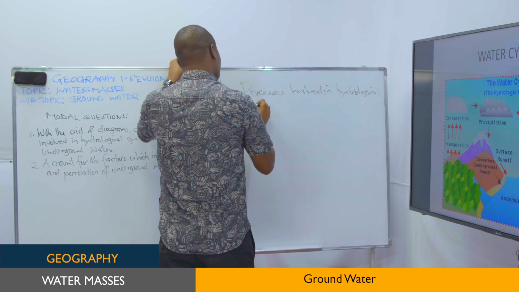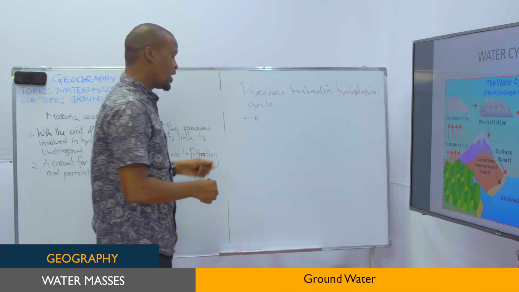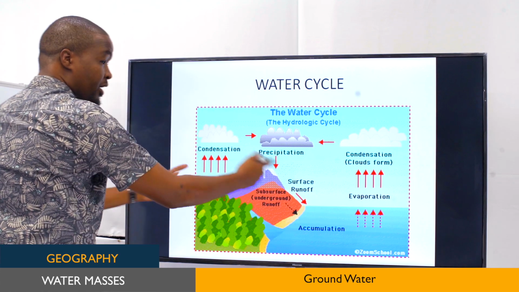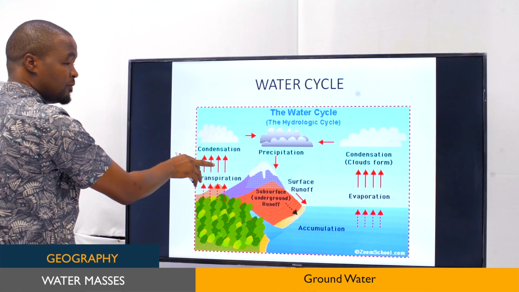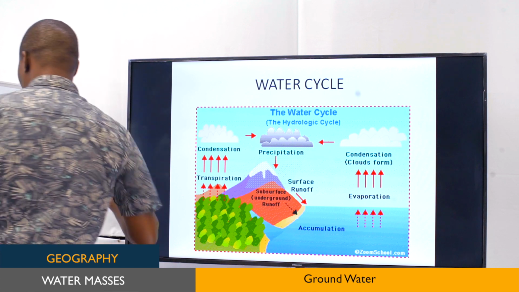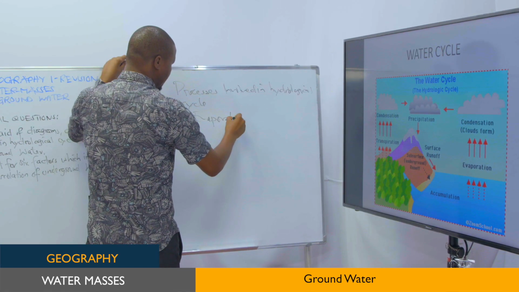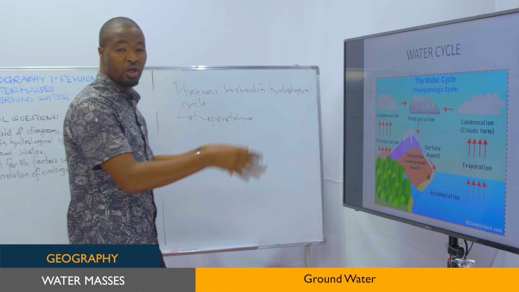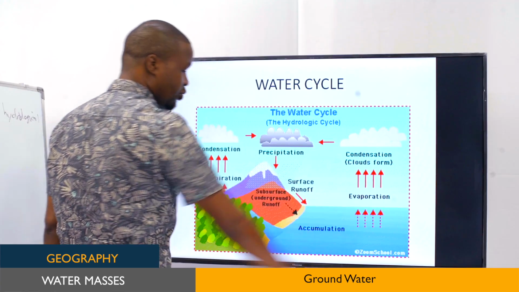So the first process you can see there is evaporation. We have evaporation, we have transpiration, and the combining process which we call the evapotranspiration. Then we have the condensation, and the last we have what we call the precipitation. So let's see what is evaporation. Evaporation is the first process. Evaporation refers to the loss of water from the ground into the atmosphere.